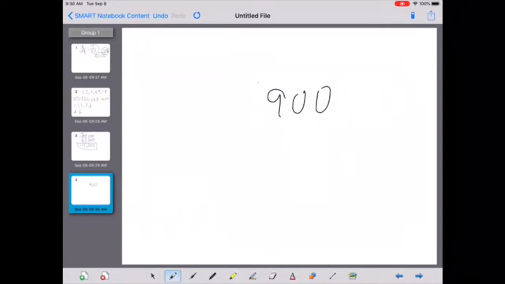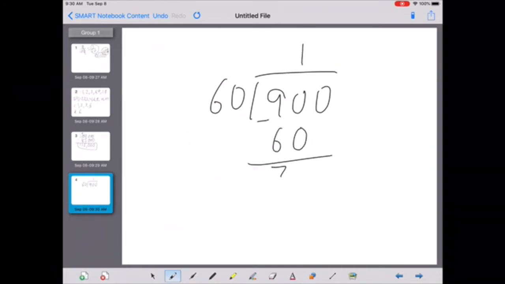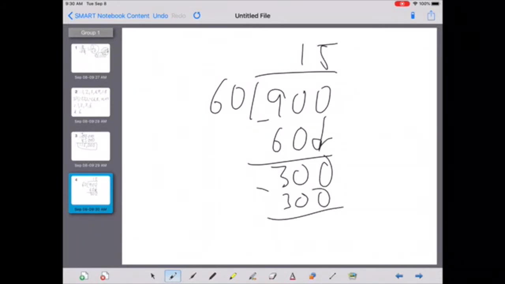Number 12, missing the divisor in division, I still divide. So I have 900 in the box divided by 60. Feel free to cross off a 0 if you want. I'm going to go 90, 60 goes into 90 once. Bring down. 60 goes into 300 5 times is 300. And I get an answer of 15.